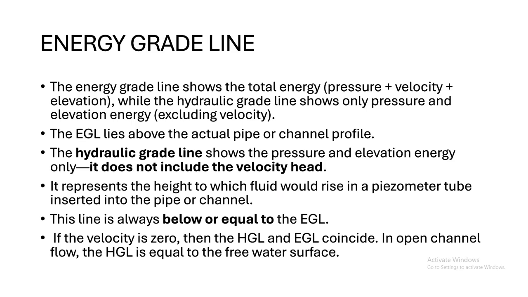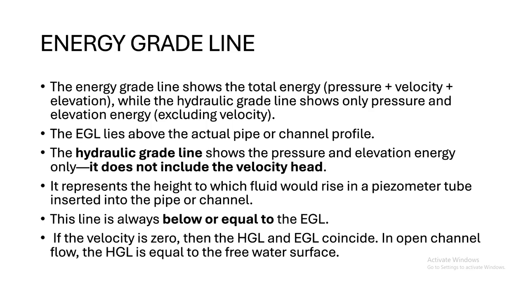The energy grade line shows the total energy, which is pressure, velocity, and elevation, if you know your Bernoulli equation, while the hydraulic grade line shows only pressure and elevation energy, excluding velocity. So the hydraulic grade line only shows what the pressure gauge will read. The energy grade line lies above the actual pipe or channel profile. I will show you what I mean as we proceed with the presentation.